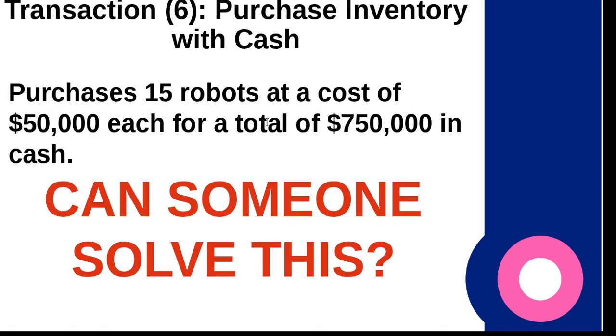So let's look at this one. You purchase inventory with cash, 750,000 in cash. Anybody? Are we still there? That is pretty plain. Yeah, it's pretty plain.